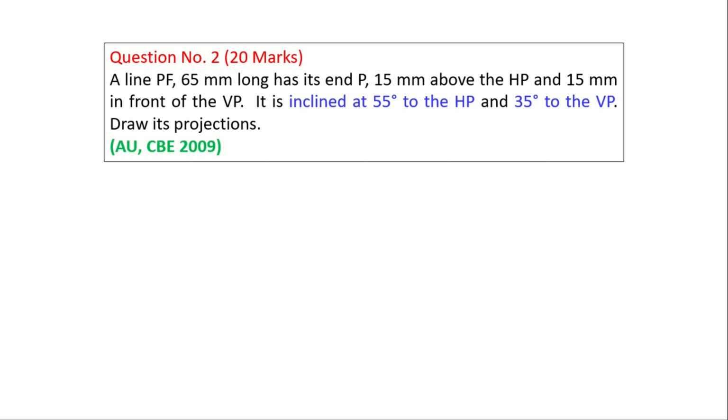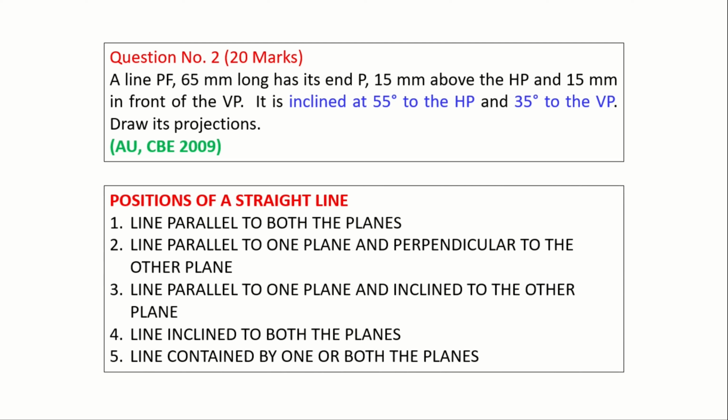The question given is: a line PF, 65 mm long, has its end P 15 mm above HP and 15 mm in front of VP. It is inclined at 55 degrees to the HP and 35 degrees to the VP. Draw its projections. So here the position of the straight line is inclined to both HP and VP.